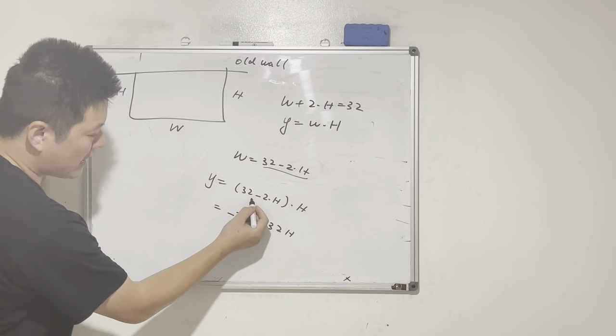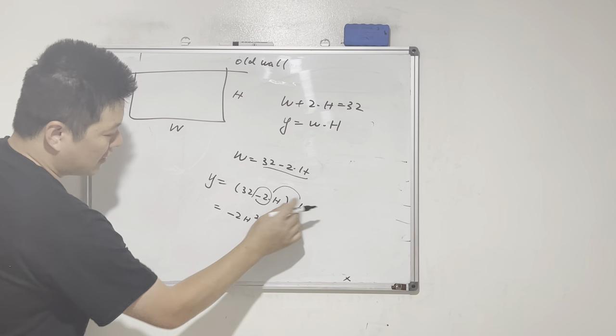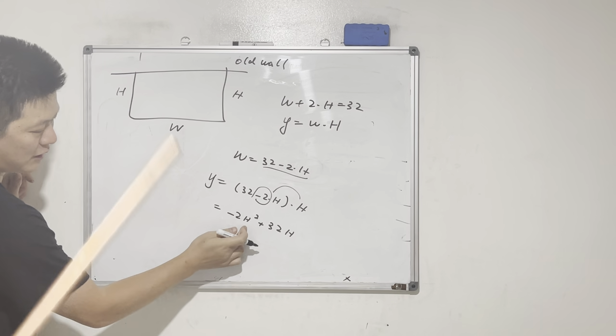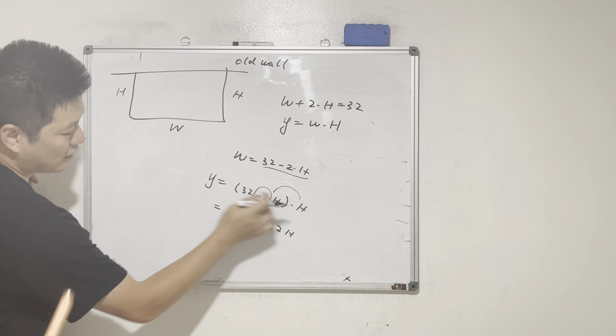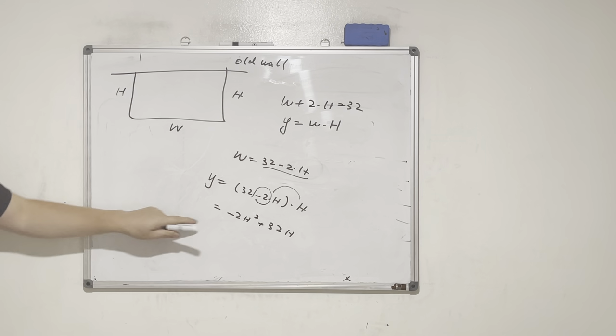You see? Minus 2, we have this minus 2. We take this outside, right? Minus 2H square plus 32H, right? All right? This is the function.